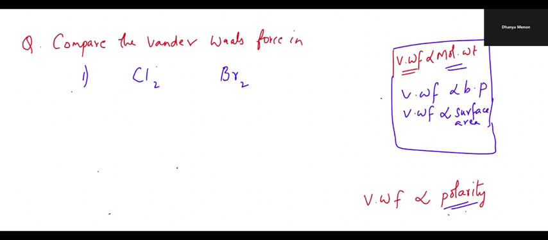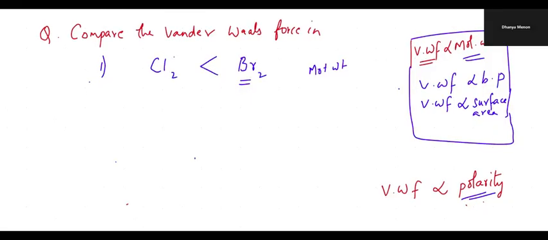So we check the molecular weight. When we check the molecular weight, who has a higher molecular weight? Bromine. So definitely the chlorine molecule has a lesser, chlorine has a lower van der Waals force compared to bromine.